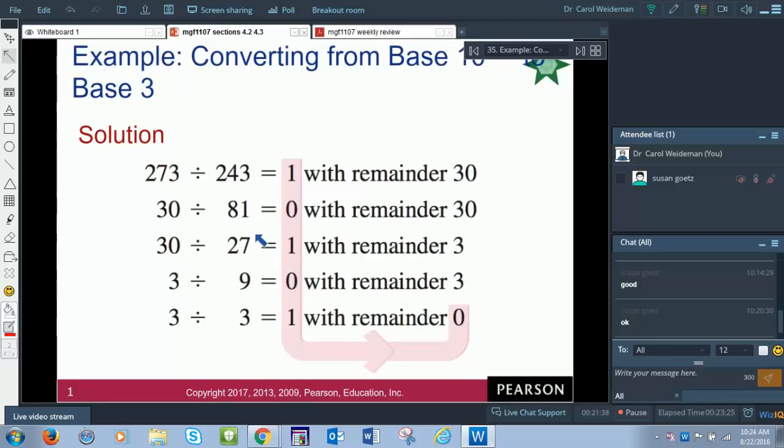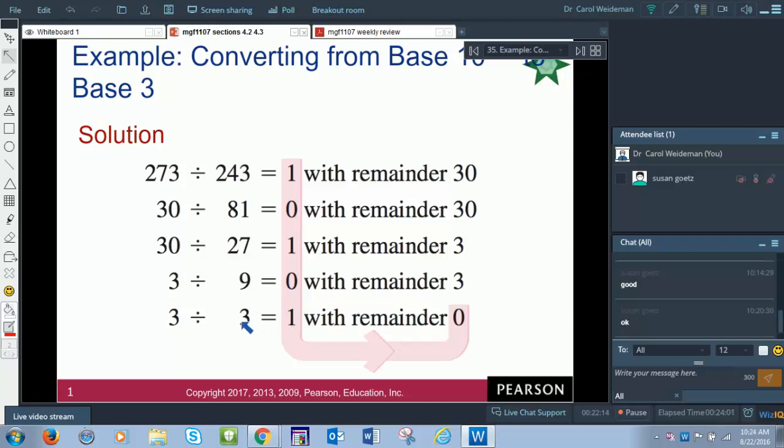All right, so here's a little pictorial from your book. So 273 divided by 243 gives me 1 with a remainder of 30. So then I move to the next positional value, which is 81. 30 is not less than 81, so I can't divide by 81. So I'm going to just skip this spot and put a 0 there. I'm going to drop to the next position. 30, the next positional value is 27. 30 divided by 27 is 1 with a remainder of 3. I'm going to drop this 3 down to the next position. 3 is not greater than 9, so I'm going to put a 0 in that position, and then 3 is going to end up in the last position here.